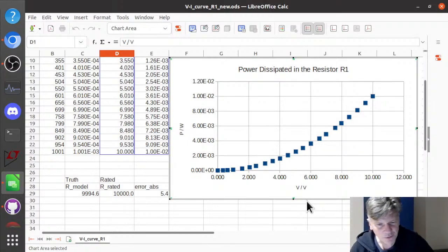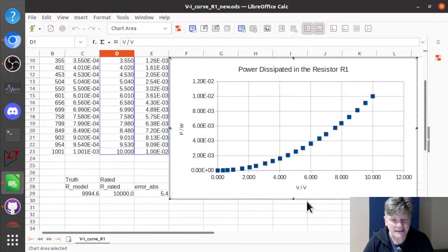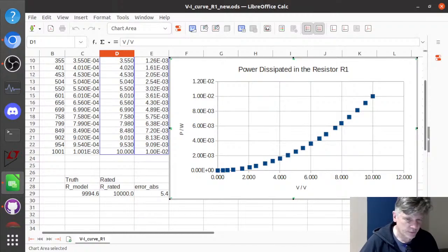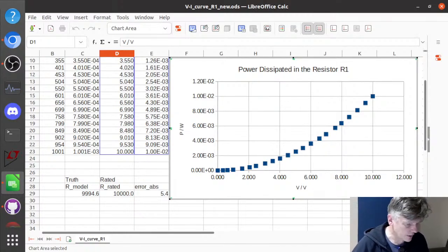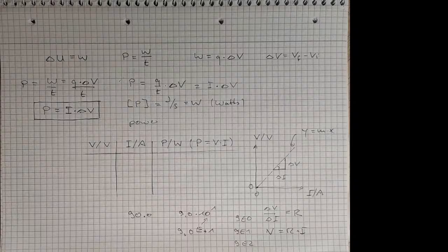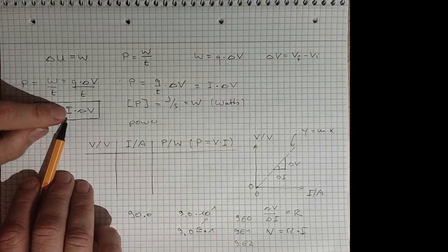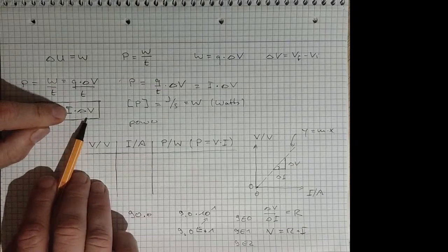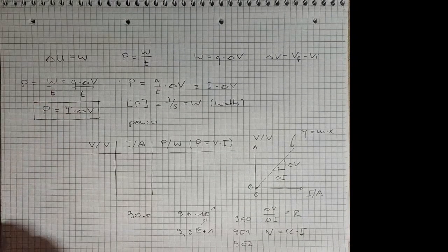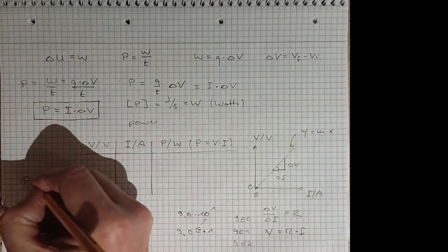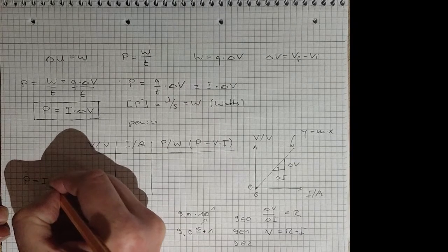And you see the power is not linear. It is a quadratic function. And why is this? So let's do some calculation. So we said that the power is the current times the voltage. Let's say, okay, we have in our case P is I times V.